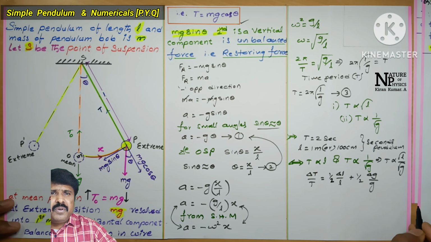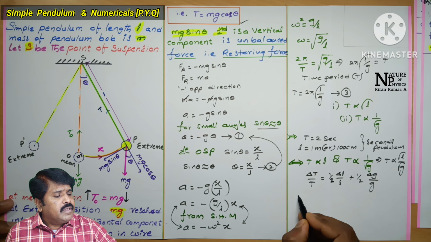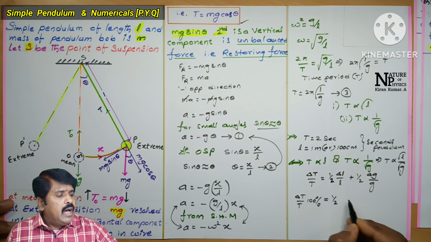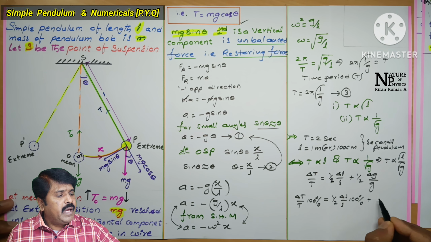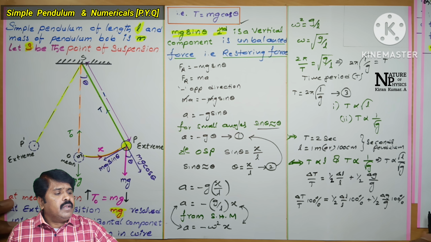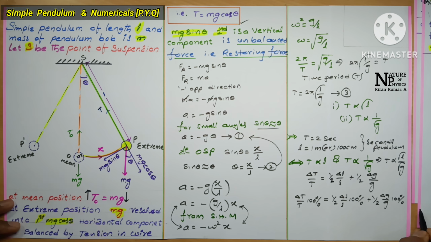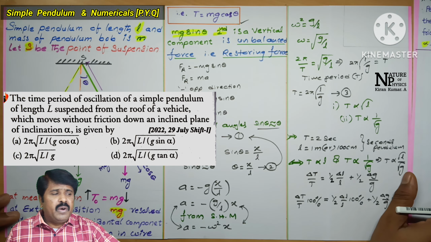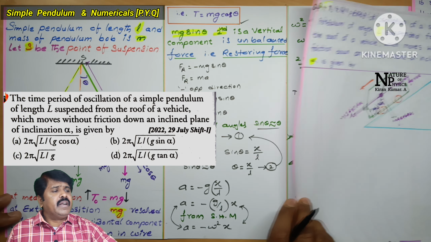Next I am going to write the percentage error, that is delta T by T into 100 percent, which is equal to half into delta L by L into 100 percent plus half into delta G divided by G into 100 percent. This is one of the applications with respect to error. Now let us start the numericals of the simple pendulum, one by one.